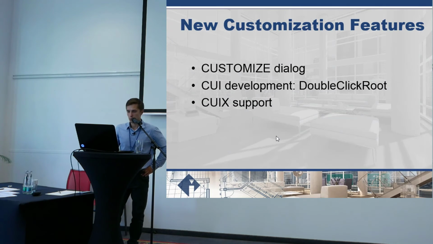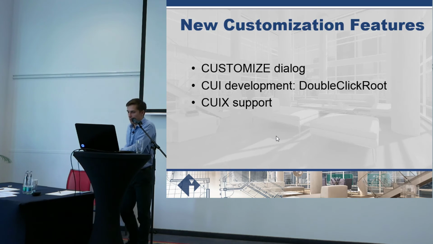Here is the list of new customization features. I have just mentioned it. Oh, I forgot to mention double click route. It was implemented in release 9. Double-click route contains a set of double-click actions. Well, shortly speaking, a double-click action tells which command to call when a certain type of entity is double-clicked. And we can customize it using the customize dialog.